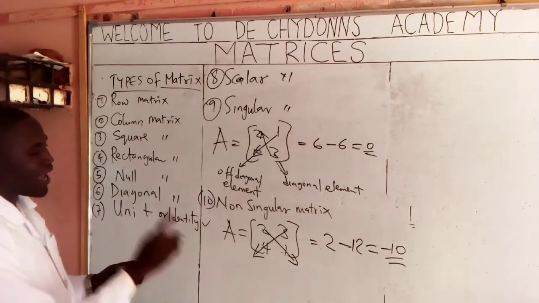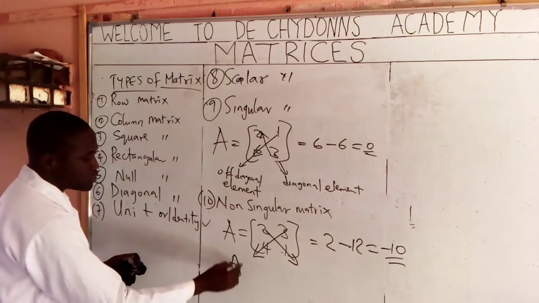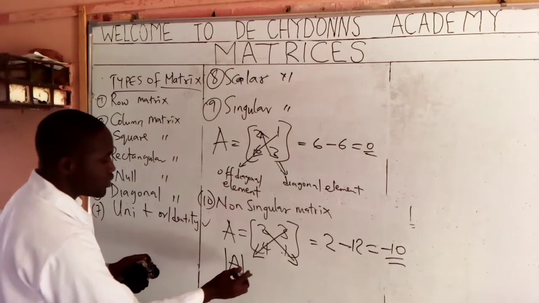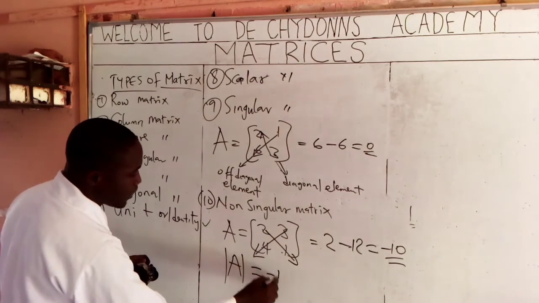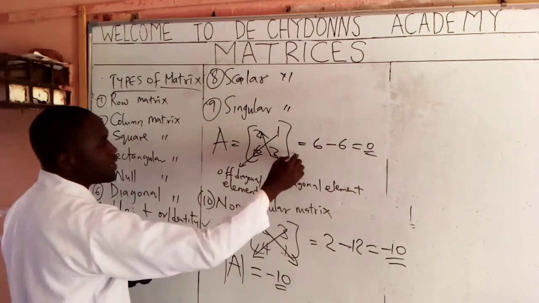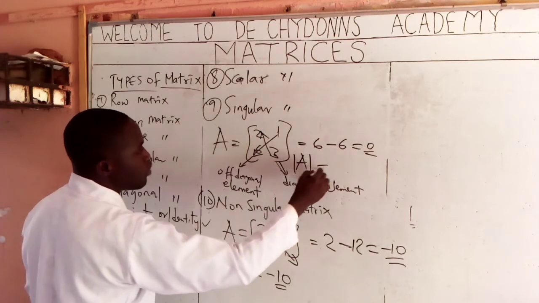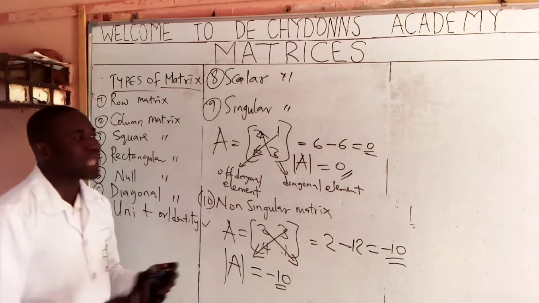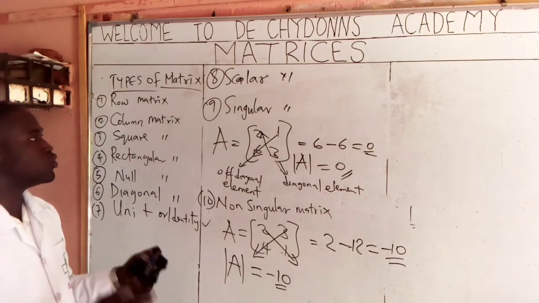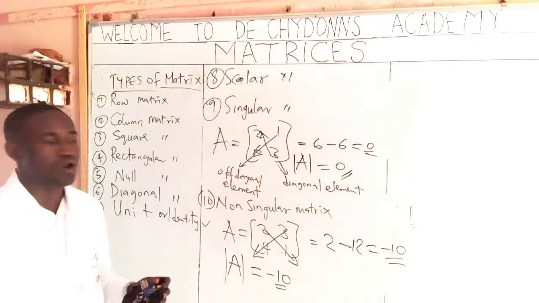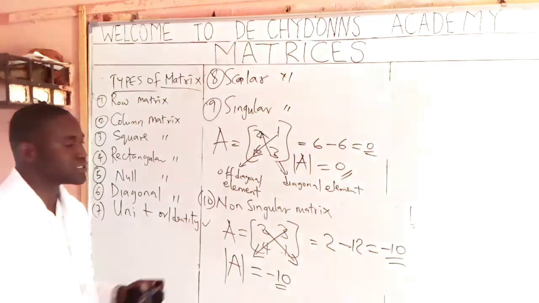Mind you, before you write the determinant, you must put this symbol. This means you are looking for the determinant of that matrix. So the determinant will be equal to minus 10, not 0. For the determinant of A, it will give us 0. So when the determinant of a matrix is 0, you say it is a singular matrix. But when it is not equal to 0, you say it is a non-singular matrix.